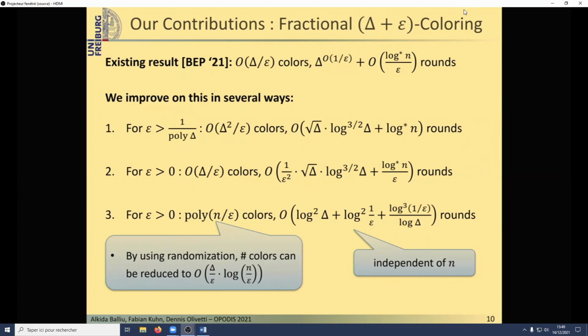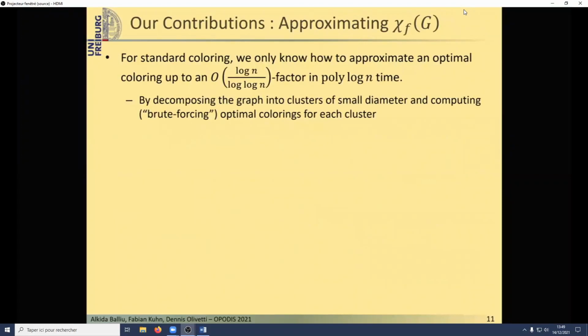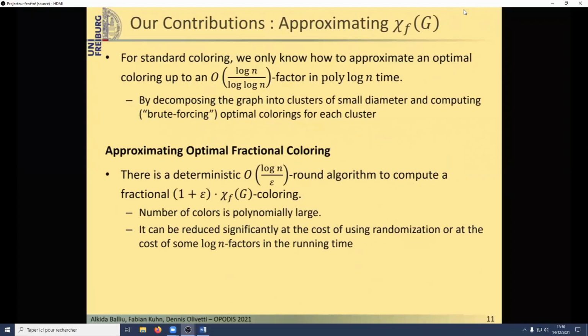All right, so let me just use the remaining time to talk. Oh no, I have some more results I first need to show you. The second thing we look at is approximating optimal fractional colorings. Just to remember, for standard coloring, we can basically get a log n over log log n approximation in polylog n time, and we also don't know how to do better. For fractional coloring, we can show that there's a deterministic log n over epsilon round algorithm to compute a 1 plus epsilon approximation of an optimal fractional coloring.